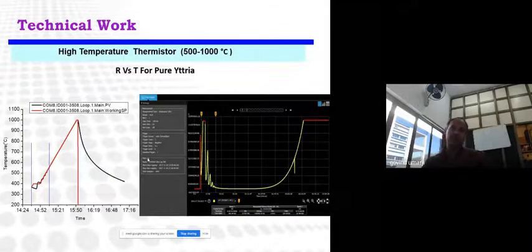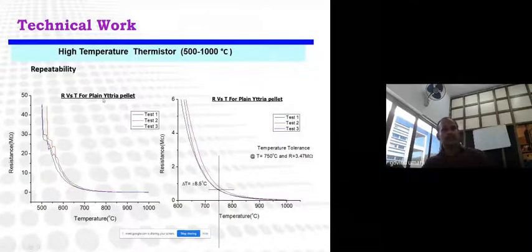Why not we try with the pure yttrium oxide? When we used pure yttrium oxide, we found it is much more sensitive and much better in terms of stability in the range of 500 to 1000 degrees Celsius. And we see the repeatability. We got a repeatability range with a delta T of plus minus 8.5 degrees Celsius, and the resistance is 3.47 mega ohm at 750 degrees Celsius.